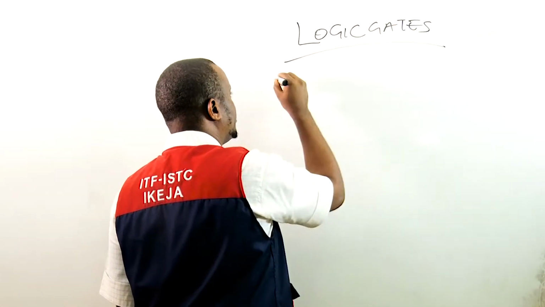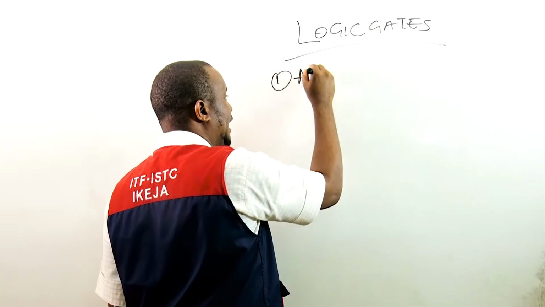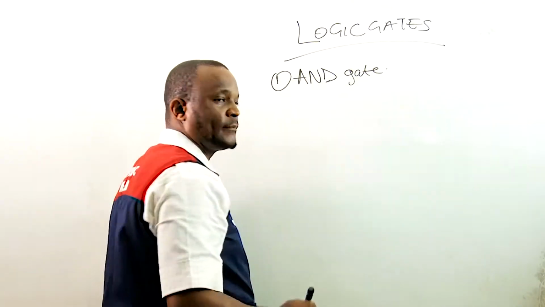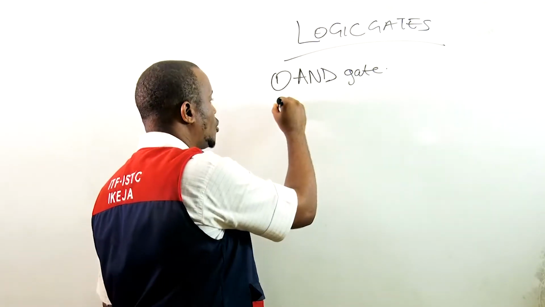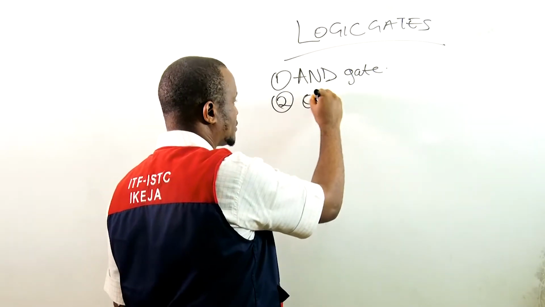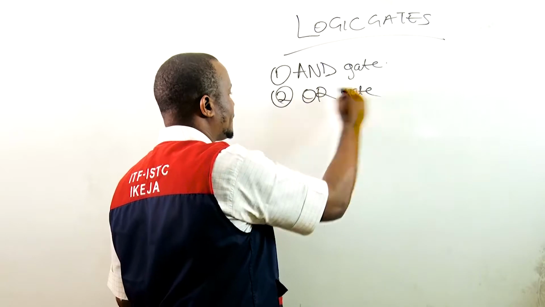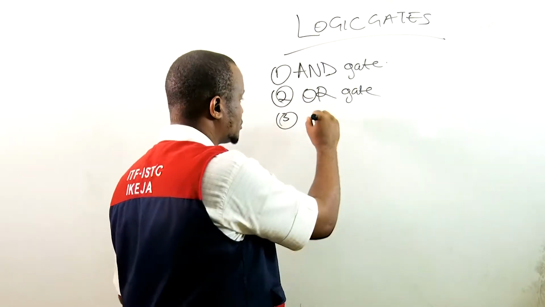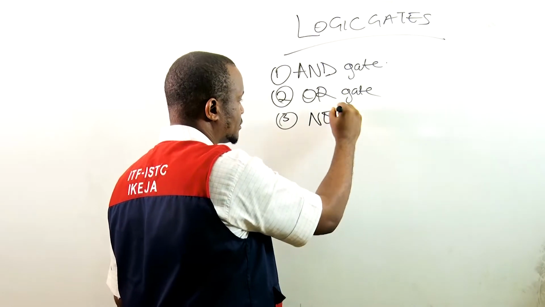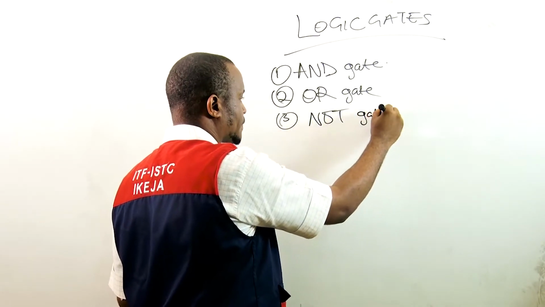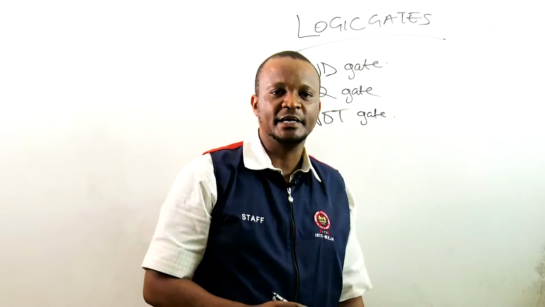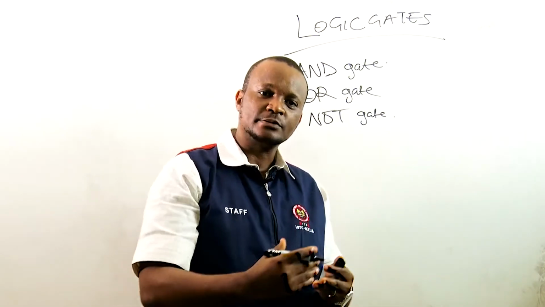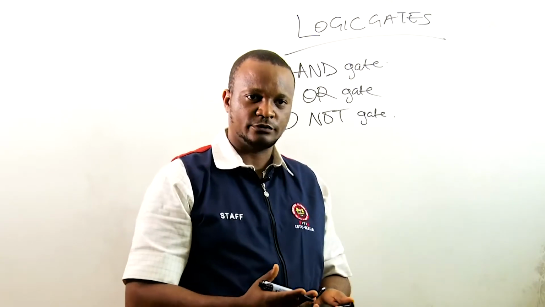The basic ones are the AND gate. We also have the OR gate. And then we have the NOT gate. These are the three basic gates. From these gates, other types of gates evolve.